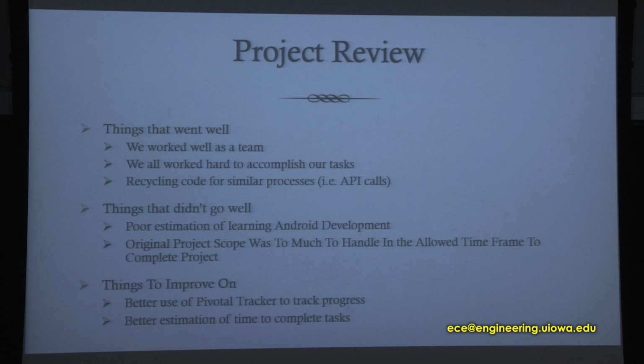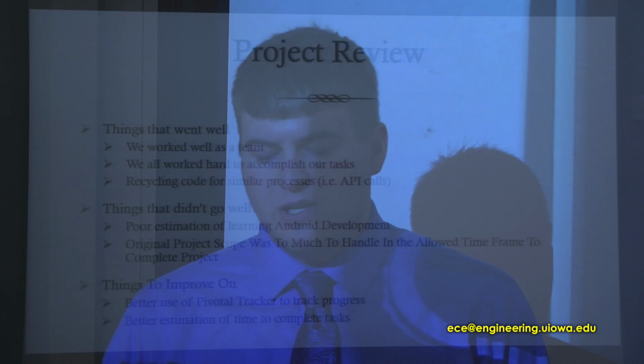And some of the things that we could have improved on was maybe better use of Pivotal Tracker tracking progress, so we could tell our speed and process of the Android application. And maybe just better estimation of the time to complete the tasks, so we could better make a scope for the future of the project.